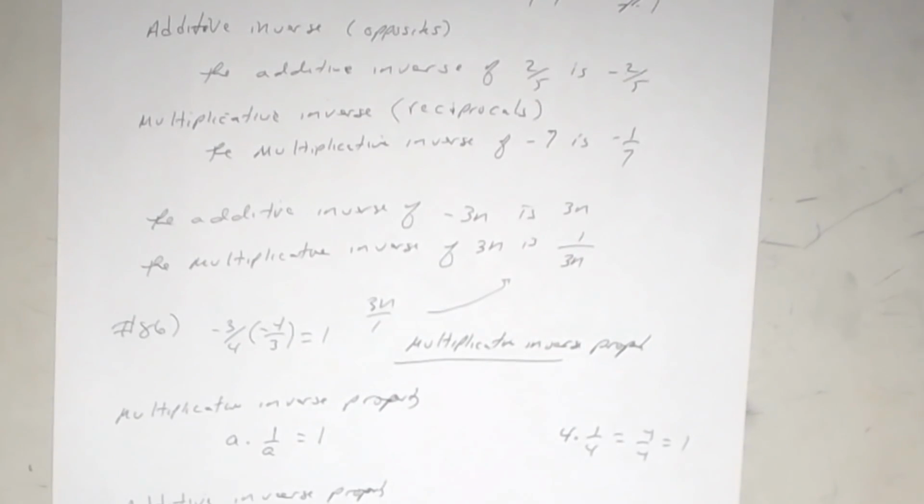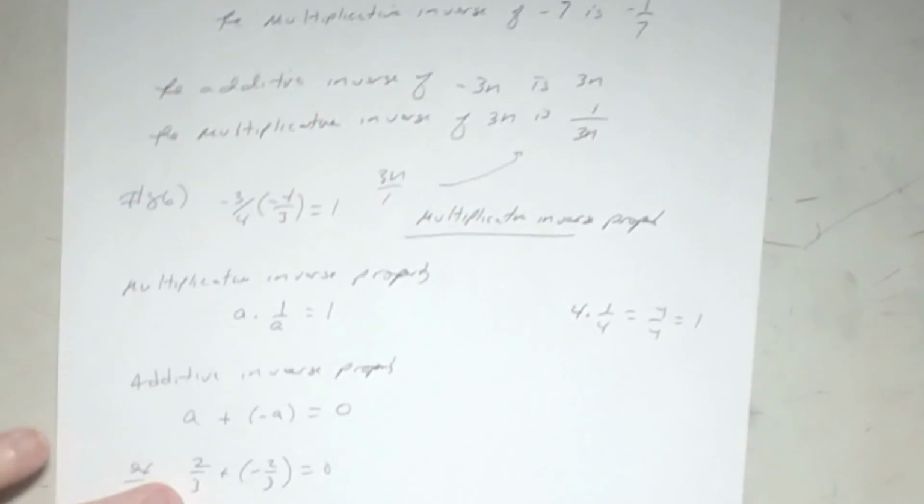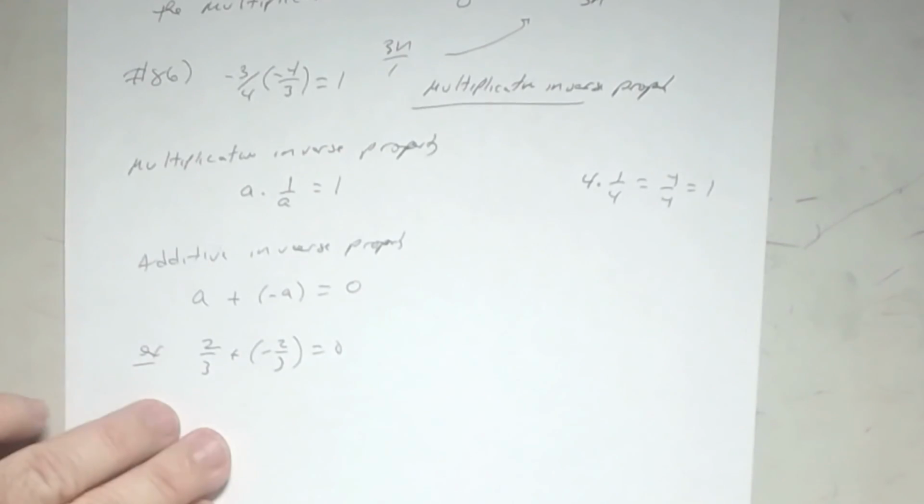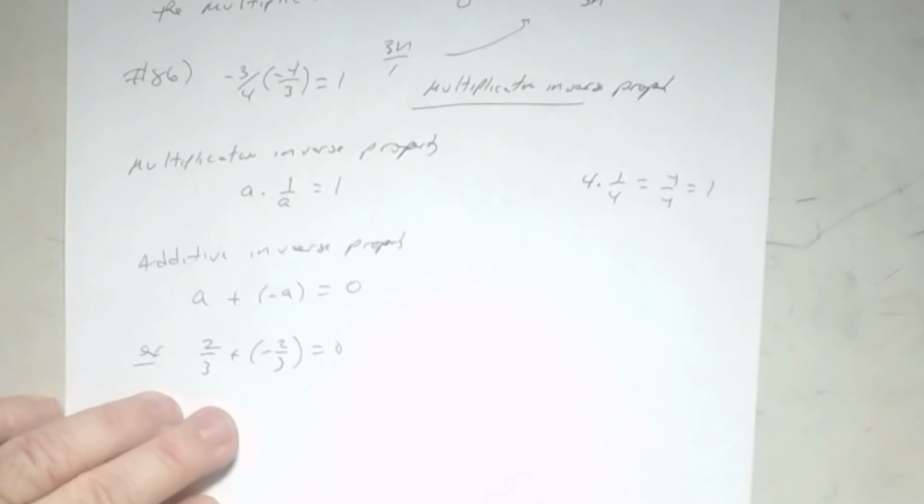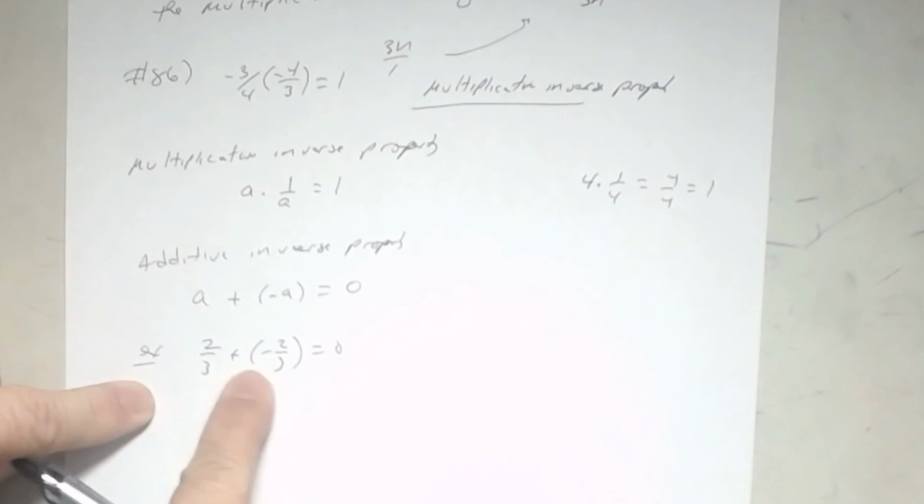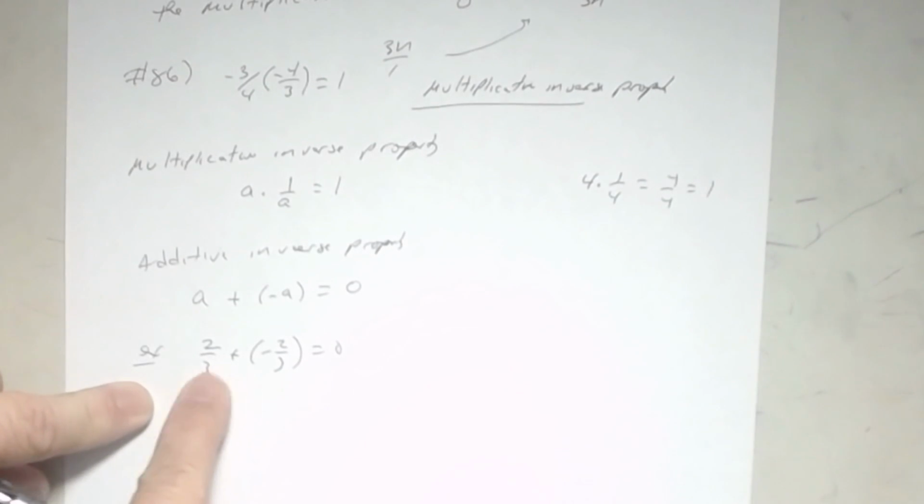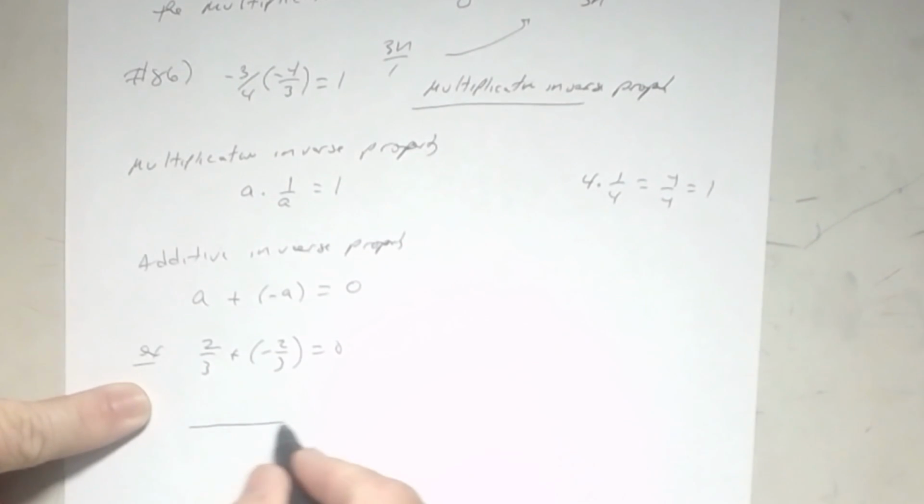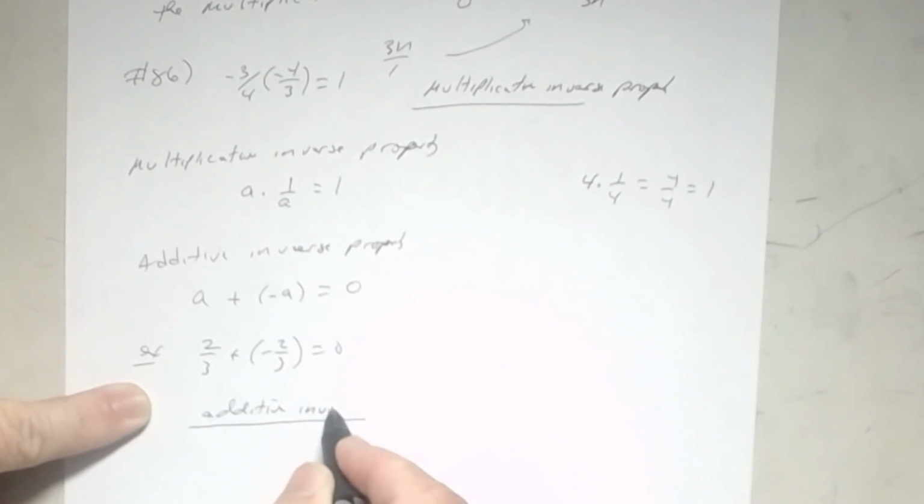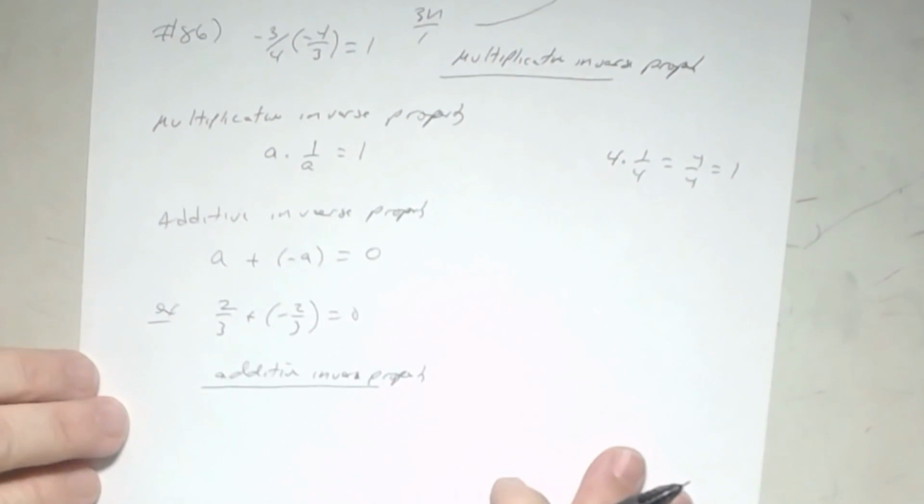So if you look at 2/3 and -2/3, those are opposites, right? What am I doing to those two numbers? I'm adding them though, correct? The operation is addition, and when I add opposites, what does that equal? 0. So what property says that when you add two additive inverses together, their sum is 0? Additive inverse property. Okay, so the additive inverse property.